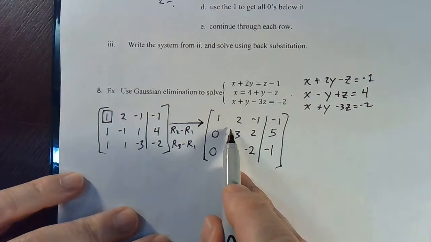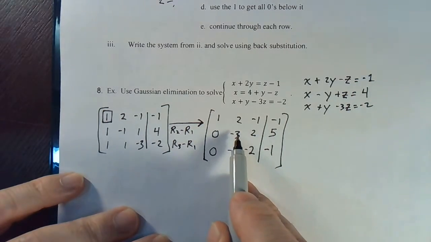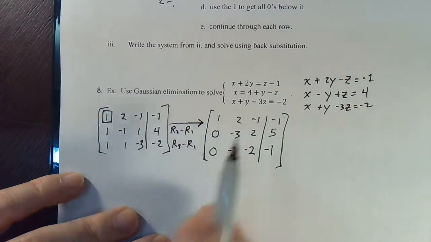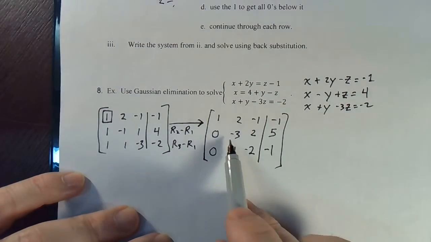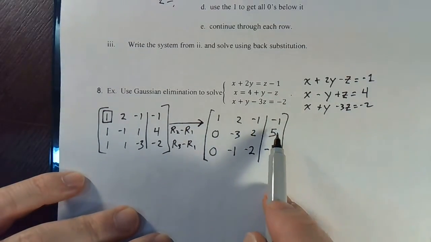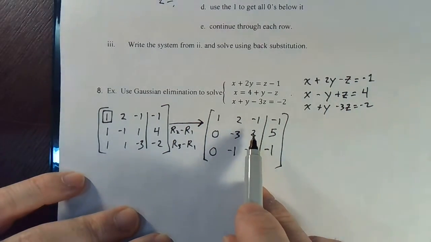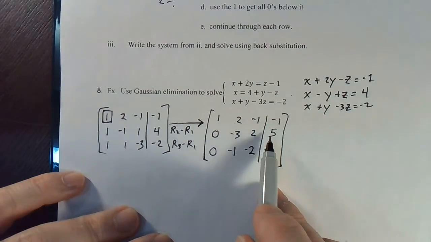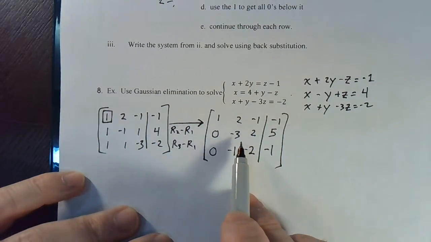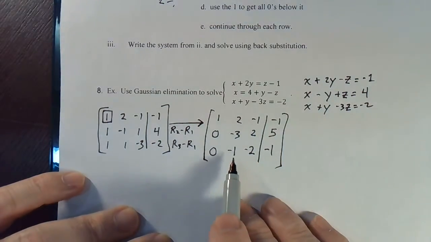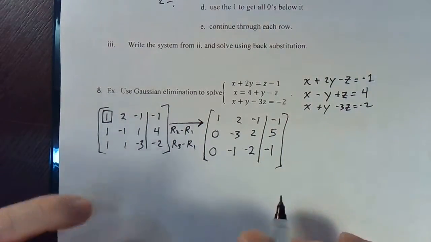Now we come down here, and I need to turn that into a 1. Well, one way to do it would be to divide this whole row by negative 3. And then we would get fractions like 1, negative 2 over 3, negative 5 over 3. How about if we just trade these two bottom rows? That would give me a negative 1 there. Oh, I got a good idea.